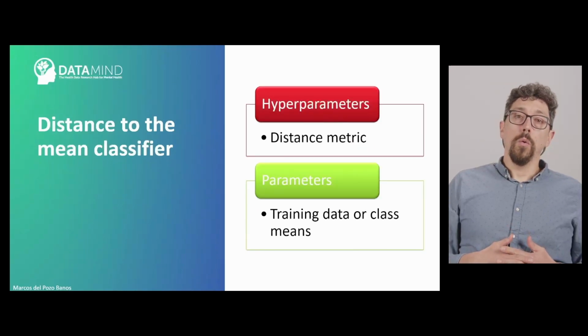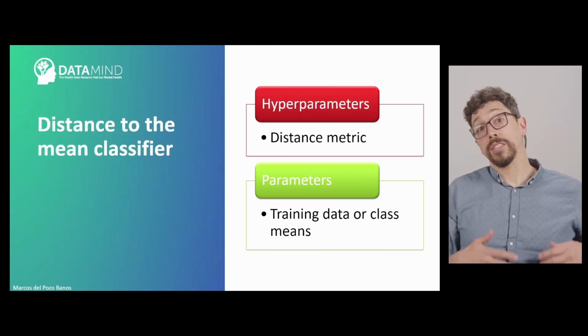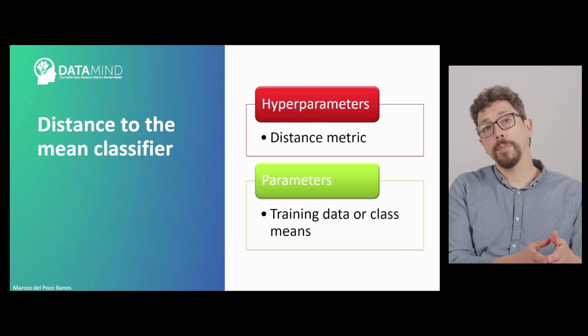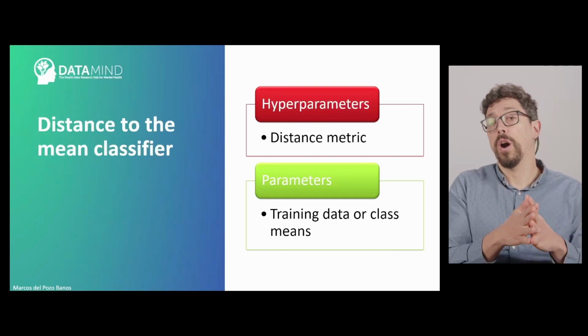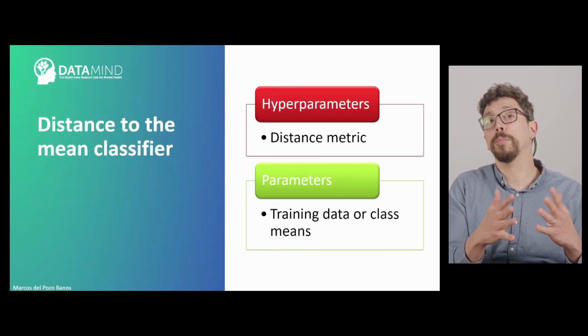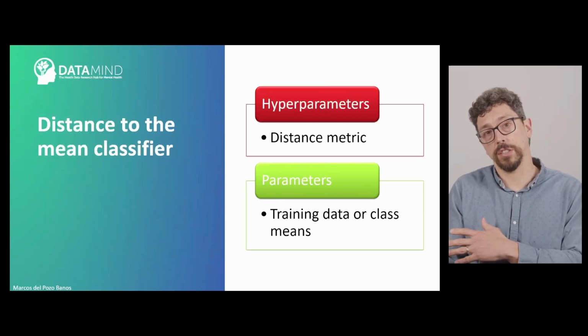So what variables are involved within this classifier? In terms of hyperparameters, we just need to define the distance metric. So what type of distance metric are we going to use? Is it Euclidean, Mahalanobis, etc.?